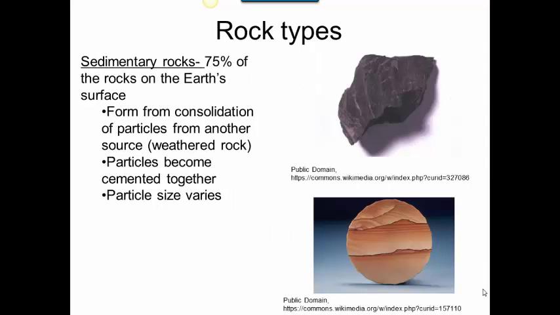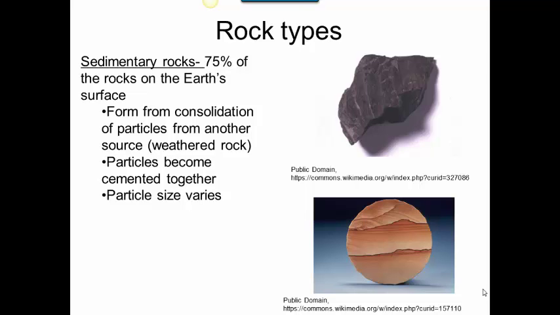Sedimentary rock is another rock type. This is the most common type of rock that we have on the planet. So 75% of the Earth's surface includes sedimentary rock. Sedimentary rocks form from consolidation of particles from another source, or from another rock. So it could be weathered igneous rocks, or weathered metamorphic rocks, or weathered sedimentary rocks, other sedimentary rocks.